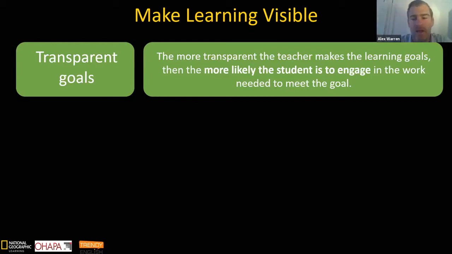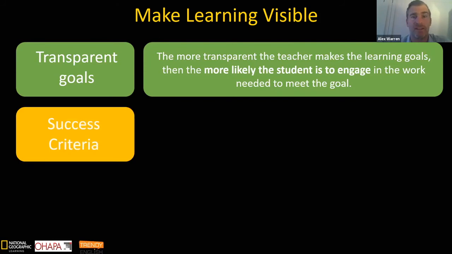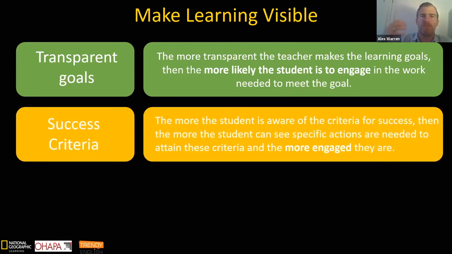But as part of that, we also need to build in success criteria. The success criteria are basically based on the fact that the more the student is aware of the criteria they need for success, the more the student can see specific actions are needed to attain these criteria and therefore are more engaged. It keeps them engaged throughout. You know, we're doing this exercise because it will help you do the last activity successfully.